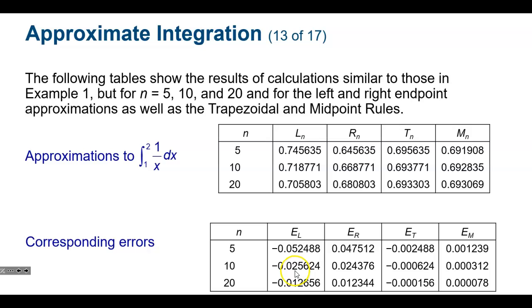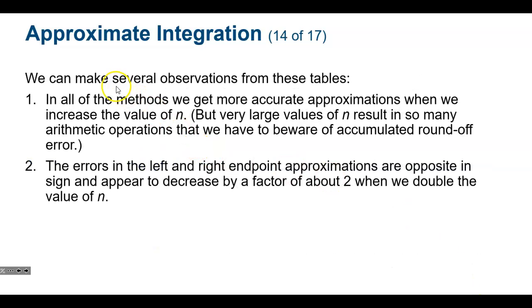Again, this number is getting larger. This number is getting closer to 0. Same thing here, and same thing here. So we can make several observations from these tables.